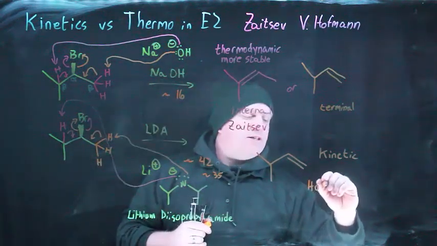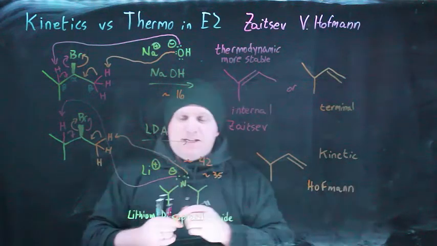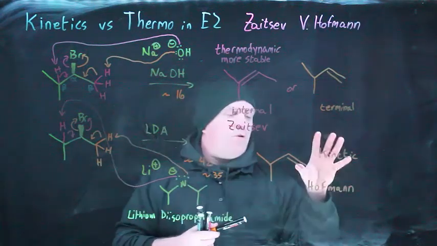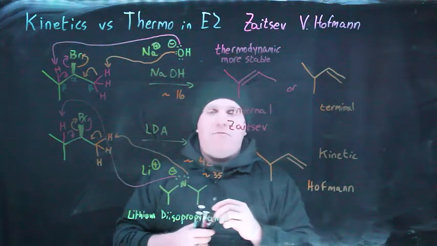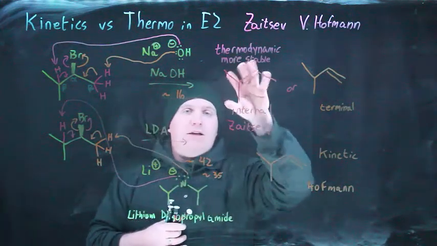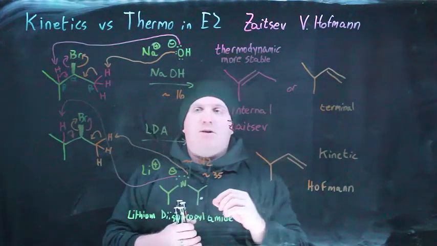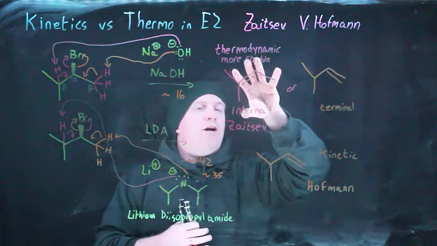This quicker product is known as the Hofmann product, and basically the stronger your base, the more biased you are toward abstracting the Hofmann product. The milder your base, the more likely you are to be able to abstract the Zaitsev product. And that's because this is a lower energy product in the end.